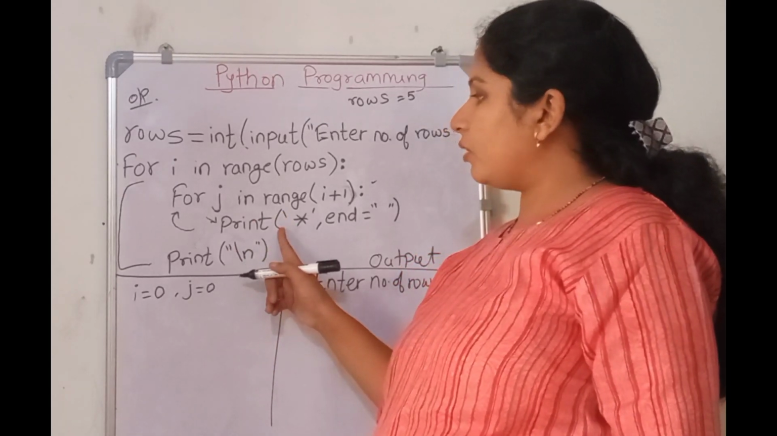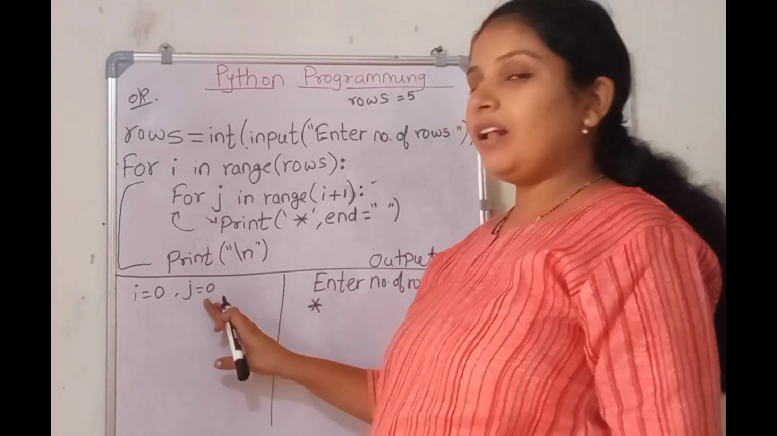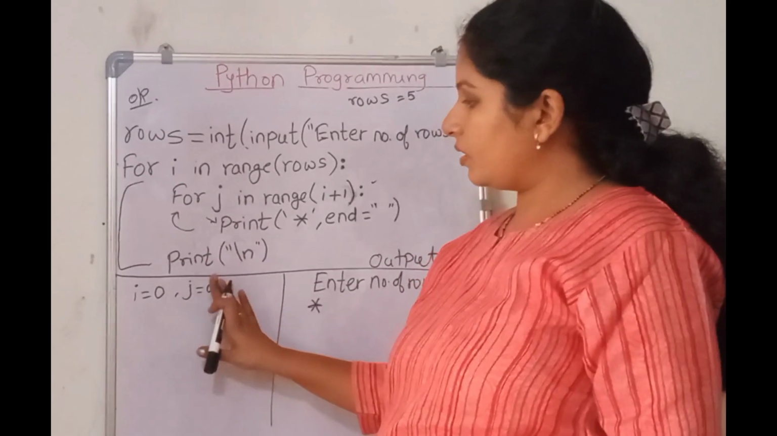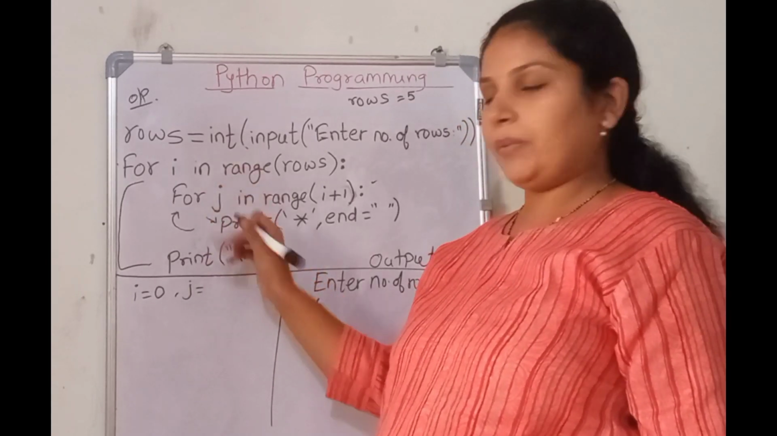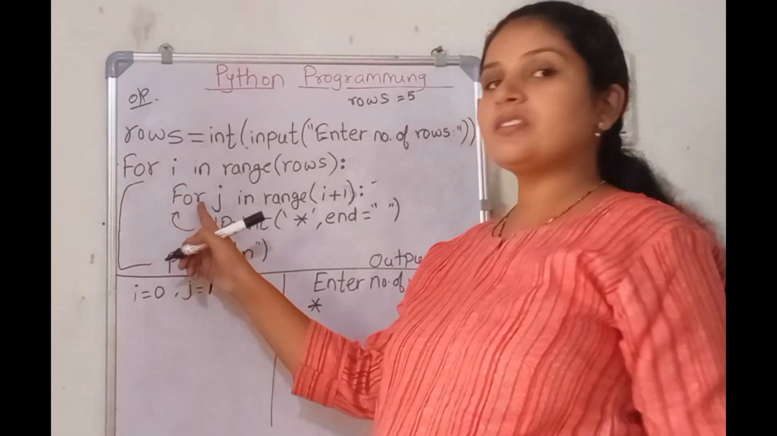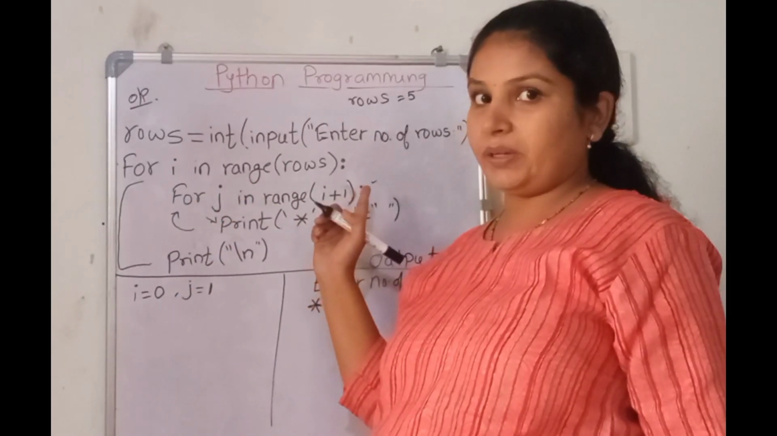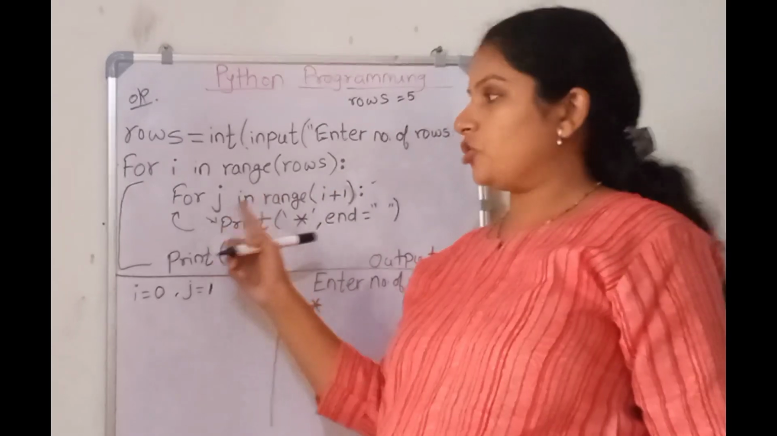So after this statement, you are going to the j loop. j value was 0 first. Now after increment, j value will be 1. Now j is 1 and we are again checking the inner for loop. Check the condition.